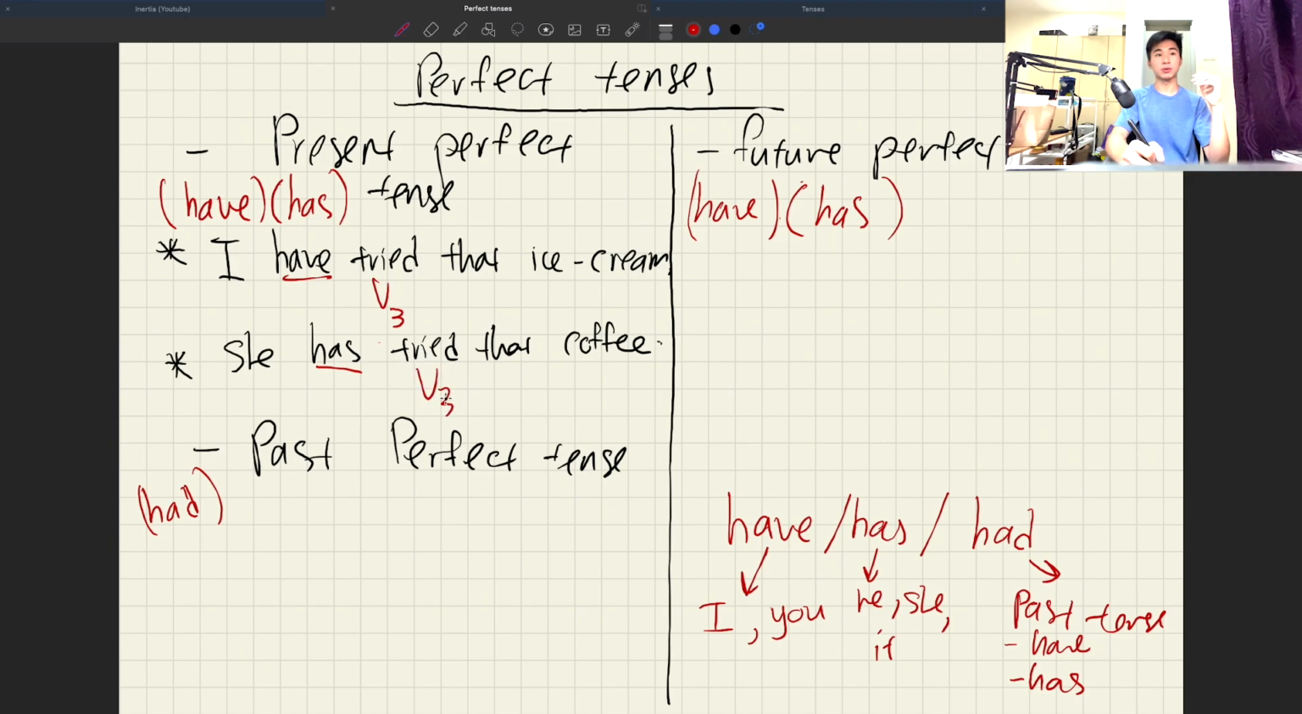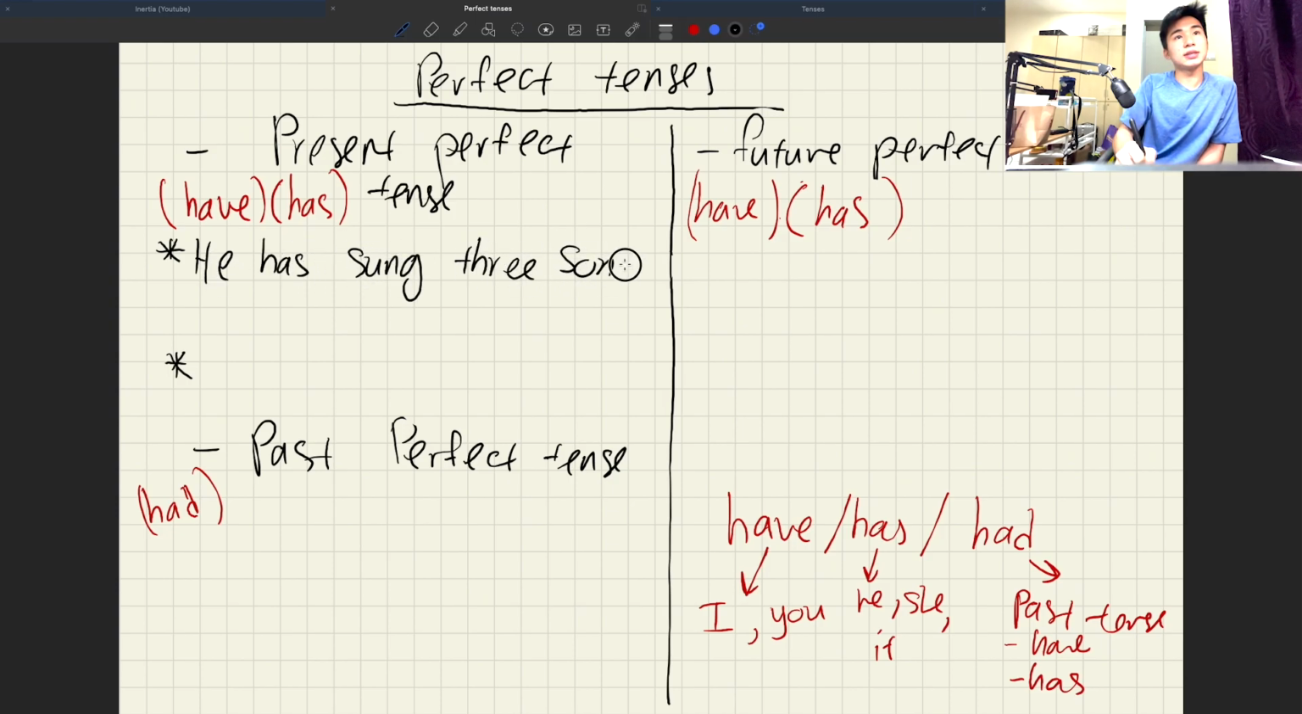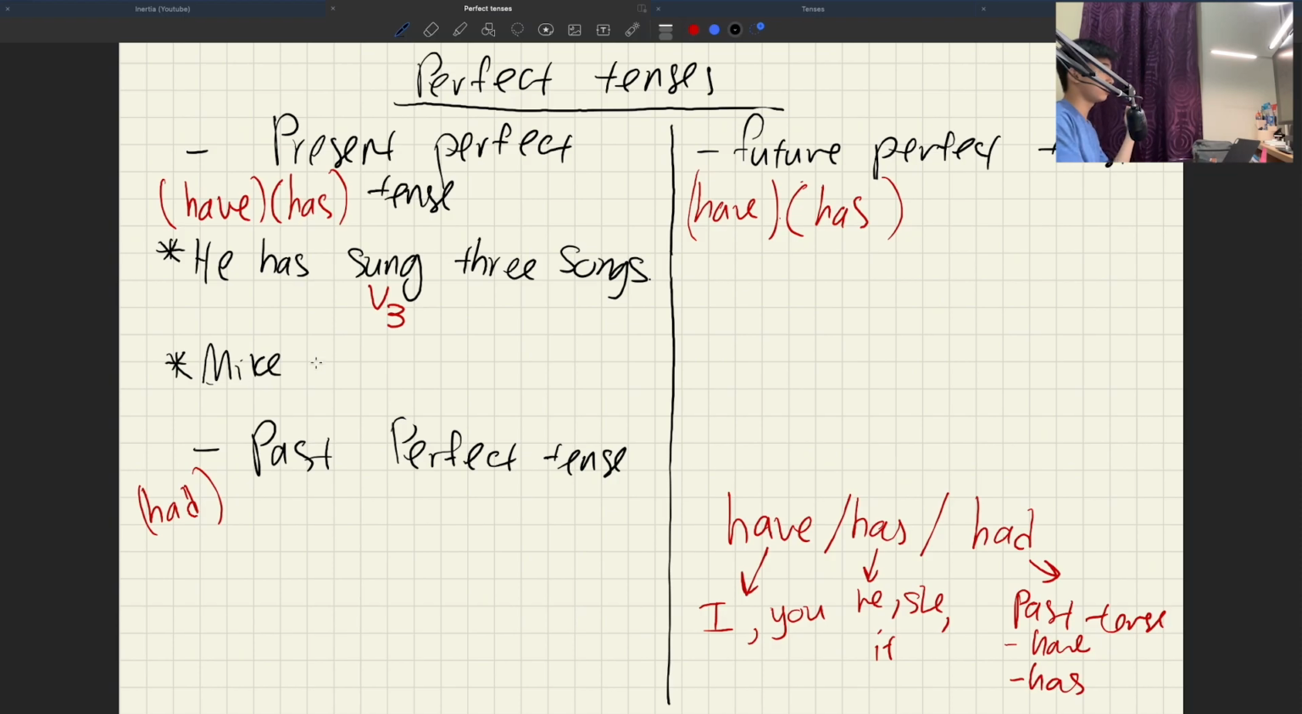Past participle. Let's try another example, which is he. Third person singular: he has sung 3 songs. Sung is verb 3, which is the past participle. Let's try another one, Mike. Mike is third person singular, so has. Mike has drawn a picture, and drawn is verb 3, past participle.